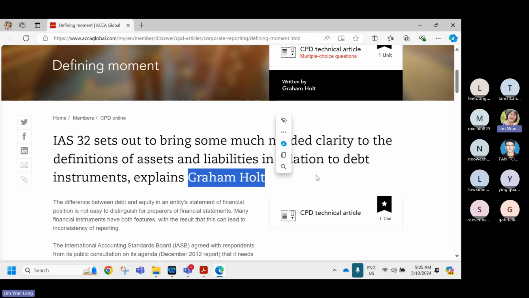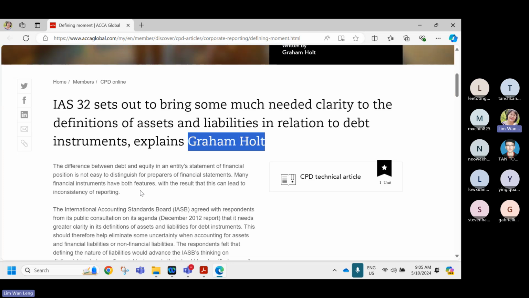Okay, so Graham Holt is a very old gentleman, but very experienced, and he has a team of examiners. The last I checked, he is still the chief for the SBR. So this is an article that has been written by him. If you come across any recent articles written by Graham Holt, you probably have to pay more attention to them. Usually that is a very subtle hint of what may appear in the next examination.